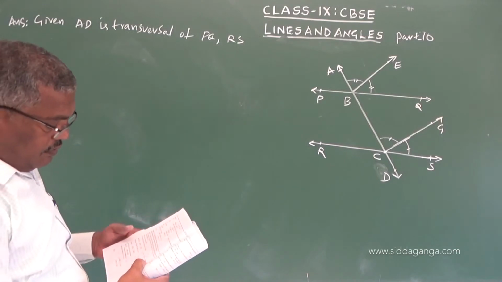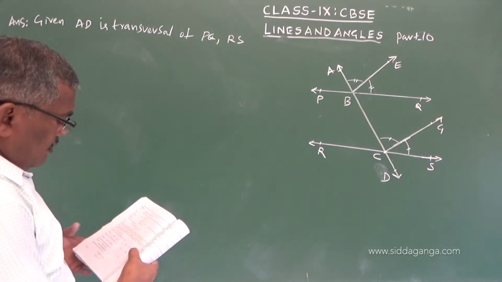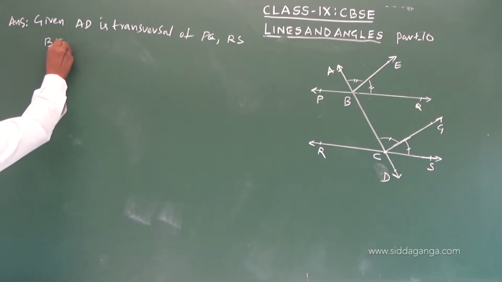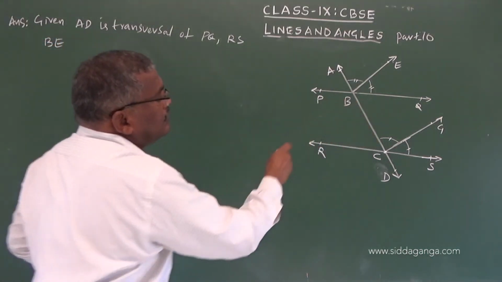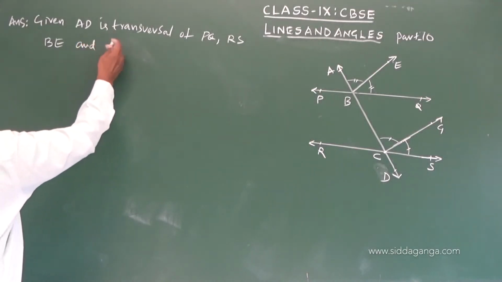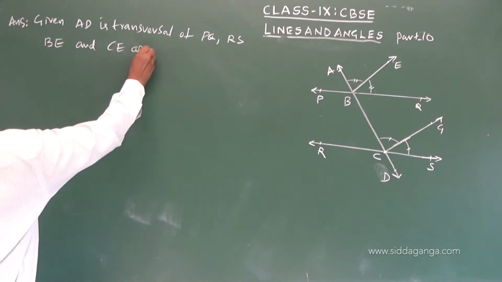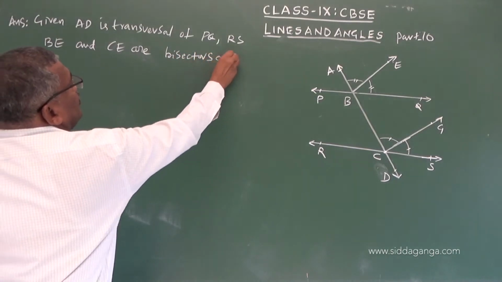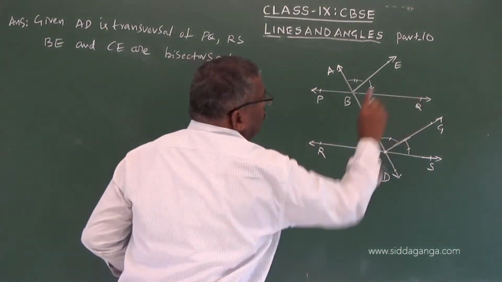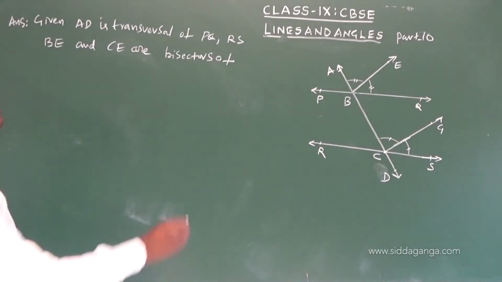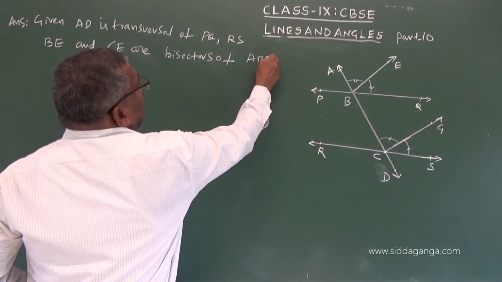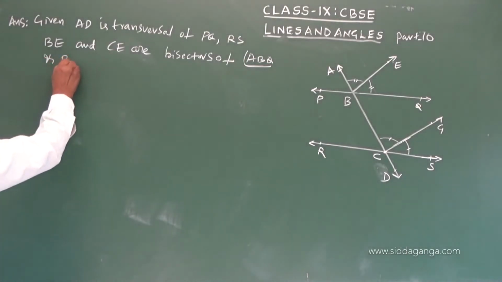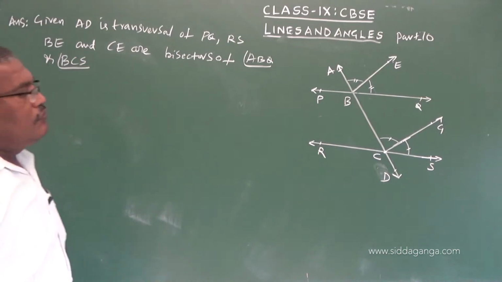Now BE and CE are bisectors of angle ABQ and angle BCS. So this is what is given.